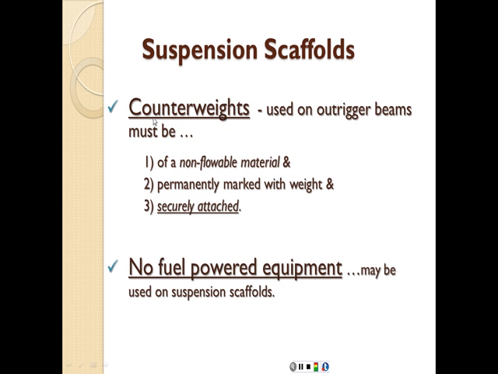If you want to use counterweights used on outrigger beams, they must be of a non-flowable material. So you cannot use sand, you cannot use a liquid, you cannot use cement. It can be something like bricks or blocks or any solid weight. They must be permanently marked with weight and securely attached. That's to give stability to that platform. No fuel-powered equipment, because again, the fuel itself is a flowable material, so you cannot use any fuel-powered equipment on a suspension scaffold.